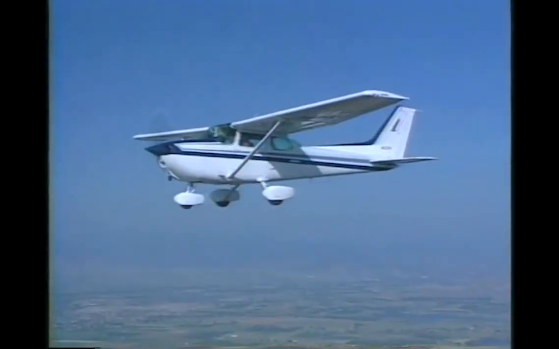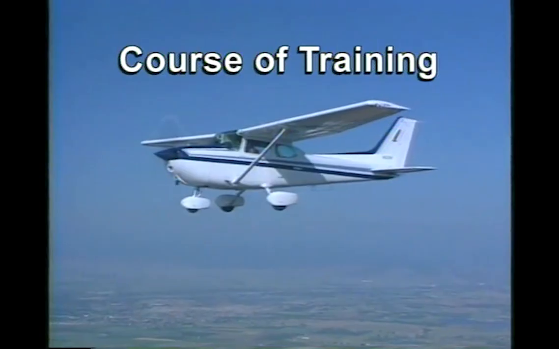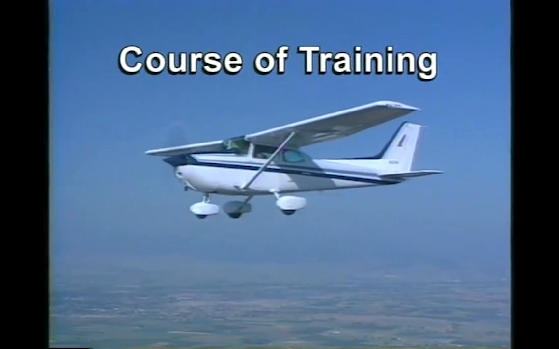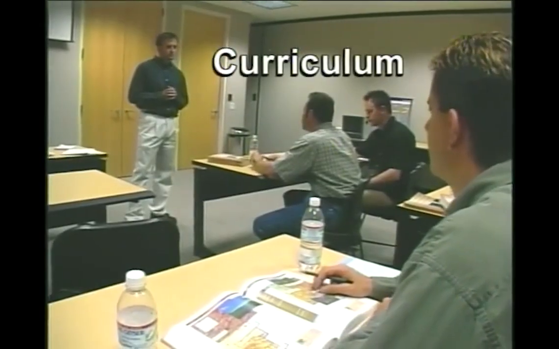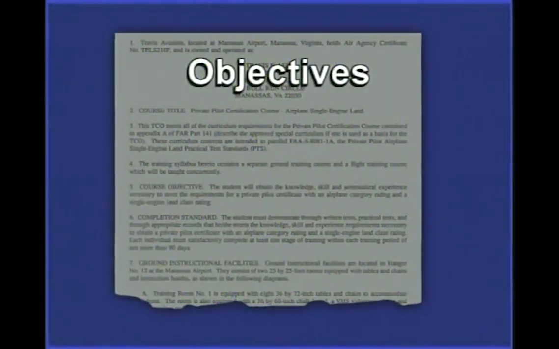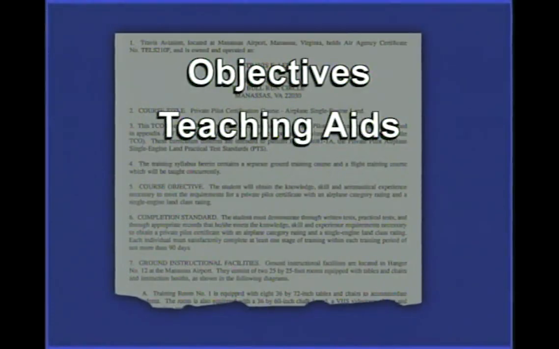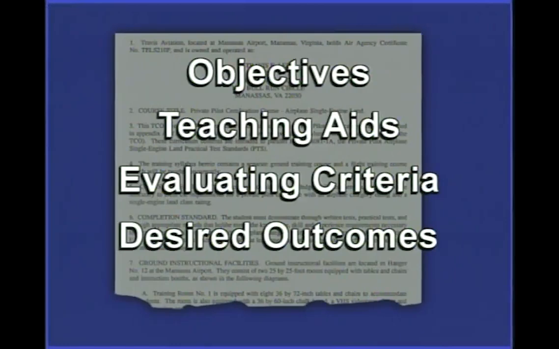You've completed a course of training when you pass your private pilot check ride. A course of training is a complete series of studies leading to attainment of a specific goal, like a pilot certificate. A related term, curriculum, is a set of courses in an area of specialization offered by an educational institution. A training course outline, TCO, within a curriculum establishes the content of a particular course. The TCO normally includes statements of objectives, descriptions of teaching aids, definitions of evaluating criteria, and indications of desired outcomes.